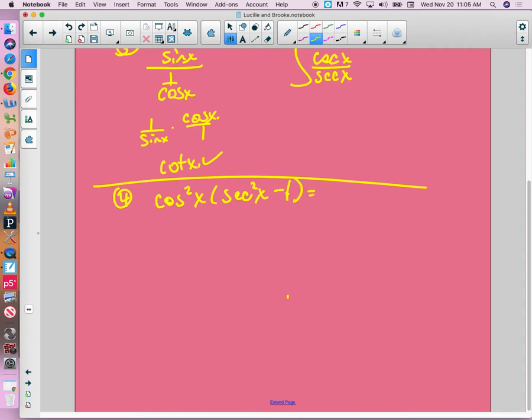Sometimes you just have to go with your brain power. I'm trying to turn this into sine squared. I'm not even going to write down the right-hand side. I'm just trying to get there, okay?